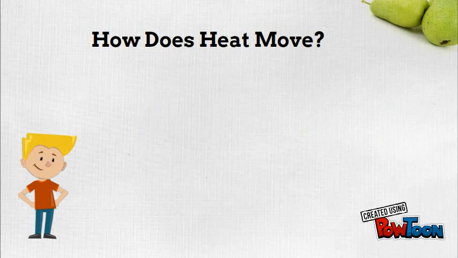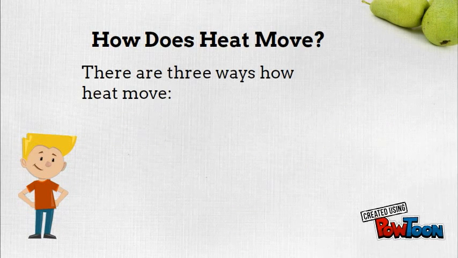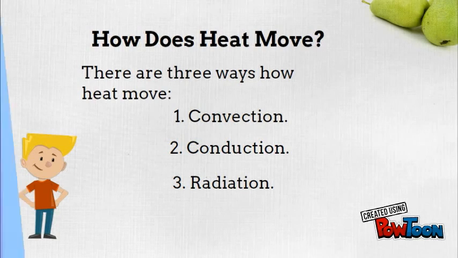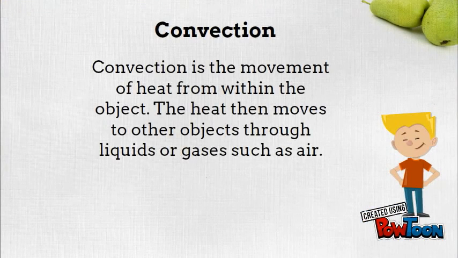So, how does heat move? There are three ways heat moves: 1. Convection, 2. Conduction, and 3. Radiation. What is convection? Convection is the movement of heat from within the object.